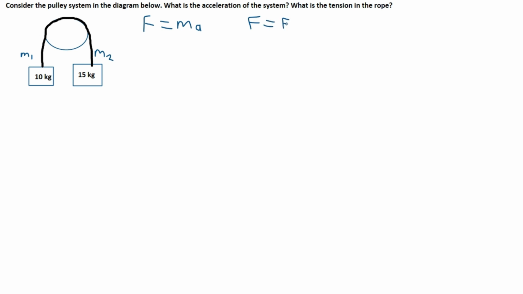So, writing this out, we have the force is equal to the force of gravity on the second mass minus the force of gravity on the first mass. And this is just equal to the second mass times the acceleration due to gravity minus the first mass times the acceleration due to gravity. Now plugging in the values, we get that this is equal to 15 kilograms times 9.81 meters per second squared minus 10 kilograms times 9.81 meters per second squared. And this is equal to 49.05 newtons.